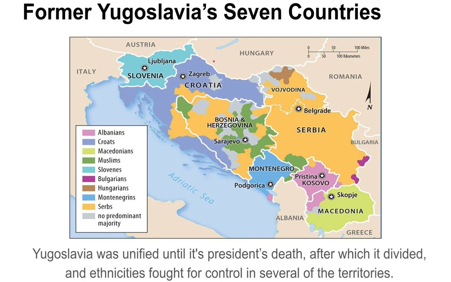Here we've got another map. This is the current countries after the breakup of Yugoslavia into Slovenia, Croatia, which is always the easiest to remember for me because it looks like a C. Thank heavens for that. Bosnia-Herzegovina, Serbia, Montenegro, Kosovo, and Macedonia.